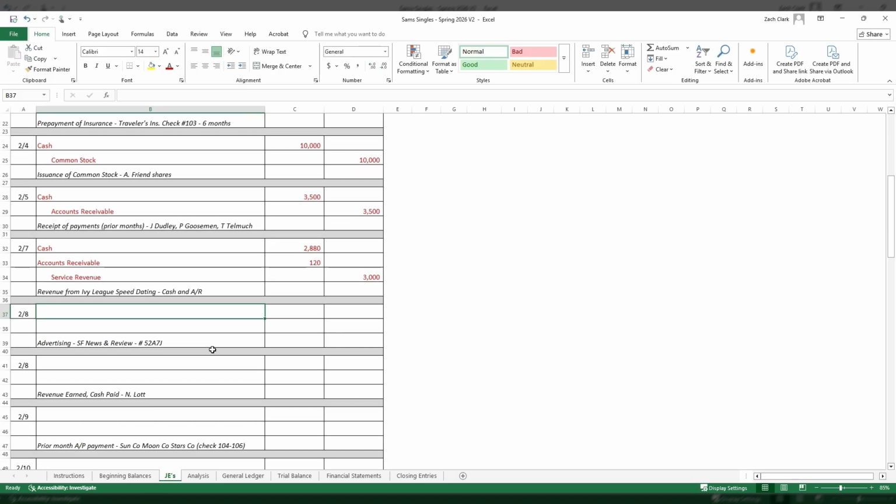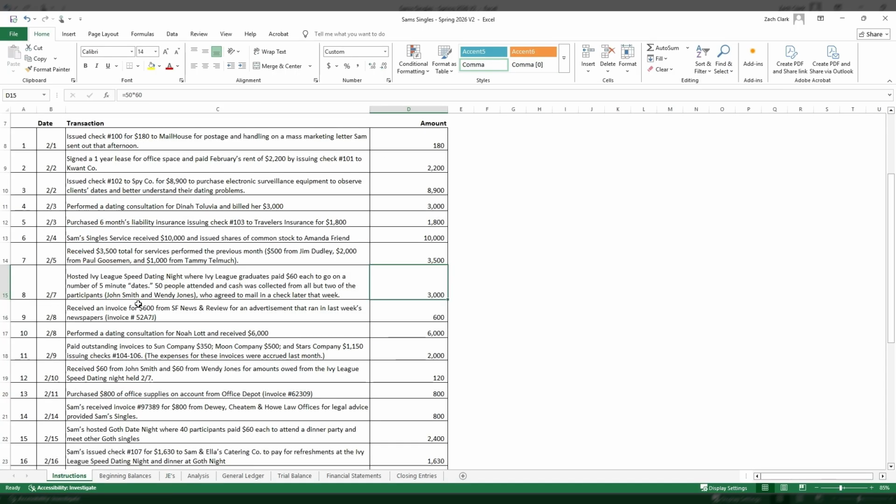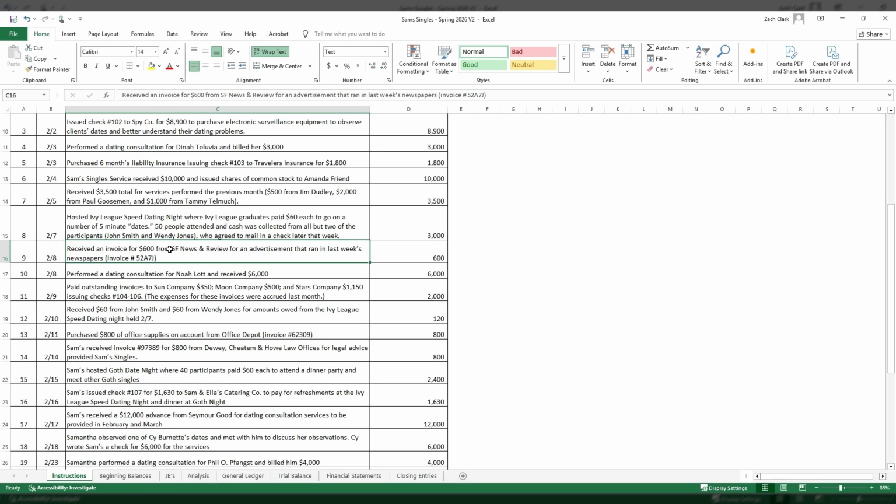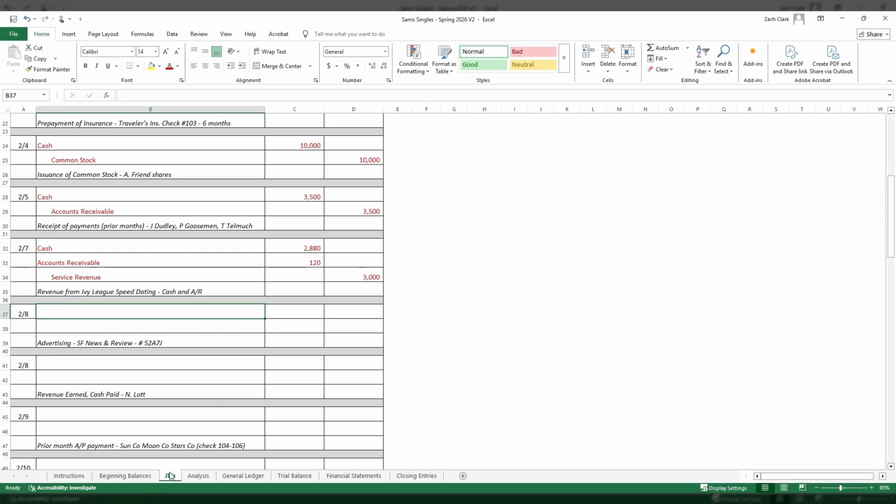Okay, on February 8th, let's take a look at that transaction. We received an invoice for $600 for an advertisement that ran in last week's newspaper. So again, an advertising expense, no future benefit to the company. It's already been published, and so that's why it's an expense as opposed to a prepayment.